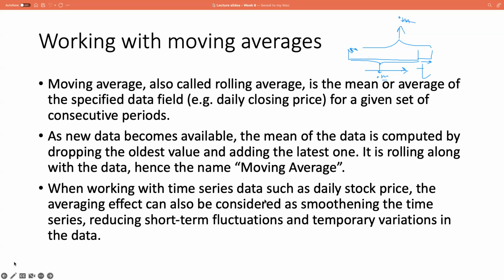So the net effect of a moving average can be considered as smoothing the original time series. In the original time series, we see short-term fluctuations, right? And we have temporary variations as well. But once we take the average, these oscillations cancel each other out, and we simply have a smoother curve. So that's the reason why we use moving averages, which is to smooth out the short-term ups and downs, and then we see the longer-term trends.